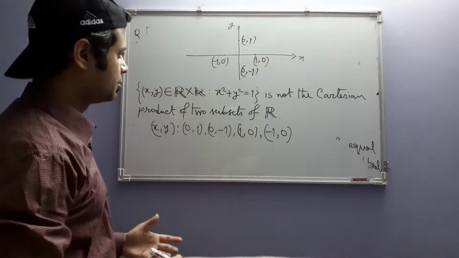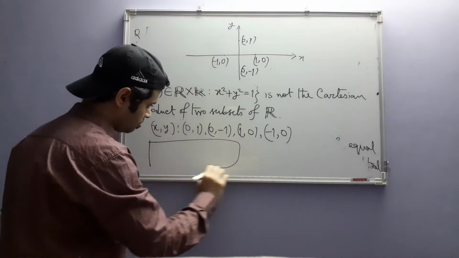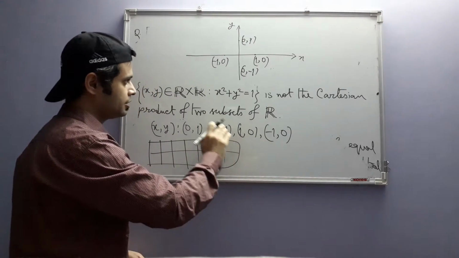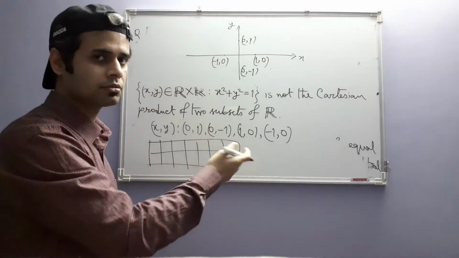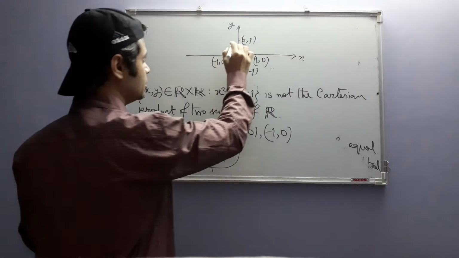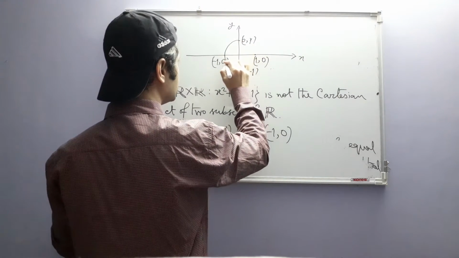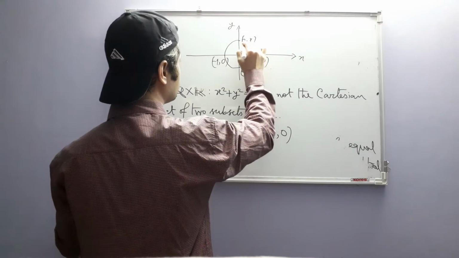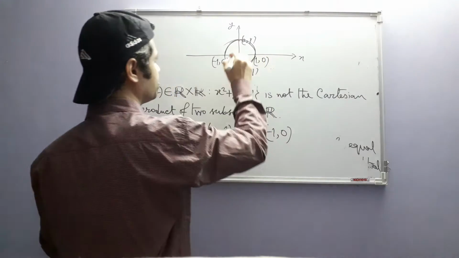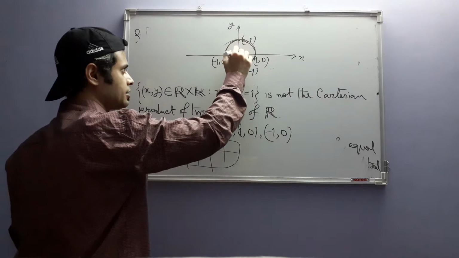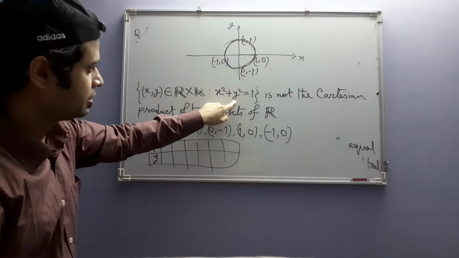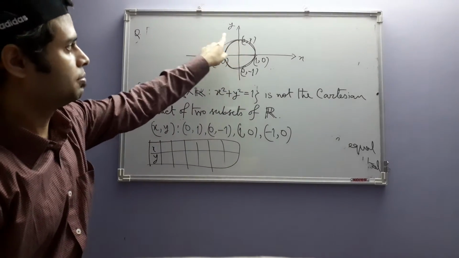If someone makes a table of x and y coordinates like that, in this case, these are very easy, but if you take some other value, then it will be somewhat more difficult. Then one will realize or see that this is actually the equation of the circle whose center is the origin and whose radius is 1. Okay, so this set can be represented like this.